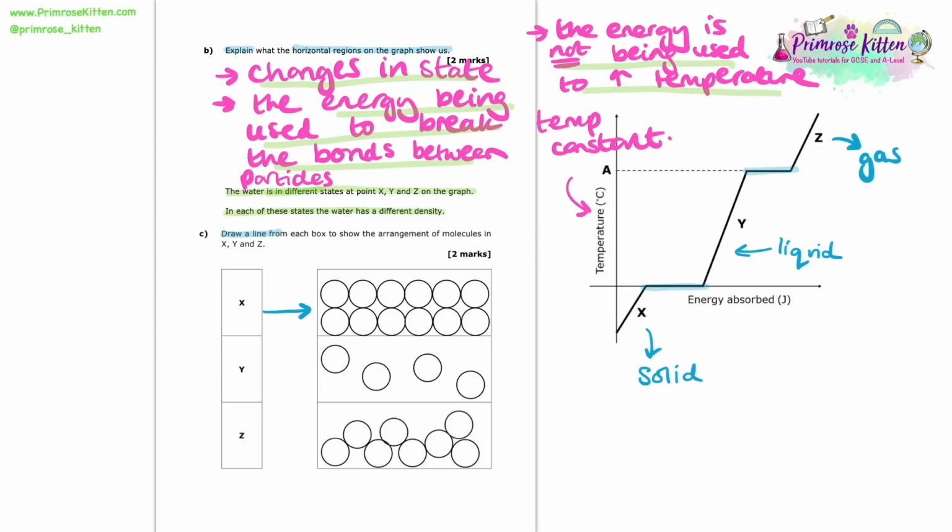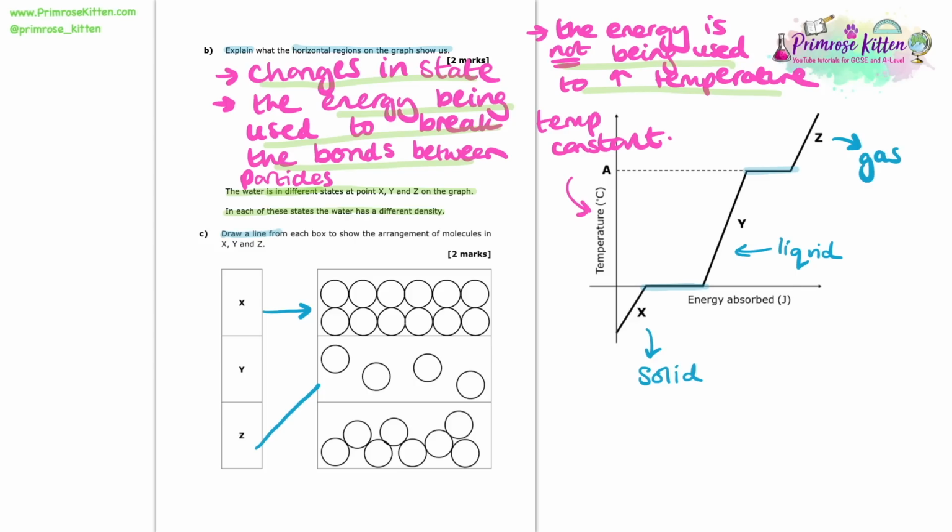So now let's have a think about the gas Z. We should know that when we're a gas, the particles are far apart, they're moving with high energy, and they're moving quickly in all directions. And so the one that most fits this, particularly looking at how far apart they are, would be Z going to this middle option here, where the particles are far apart from each other.